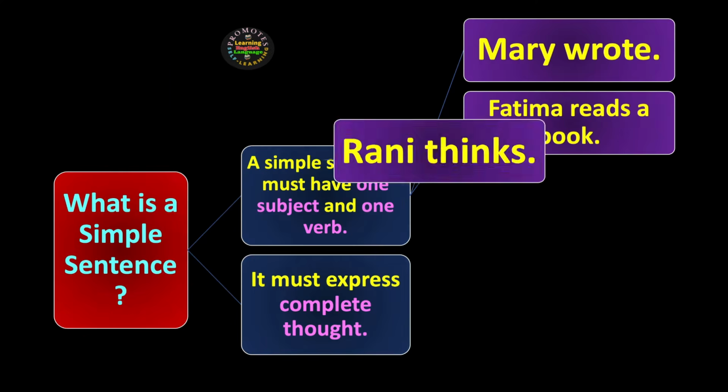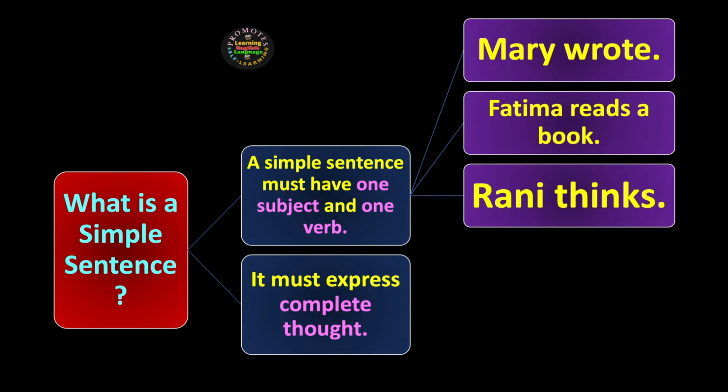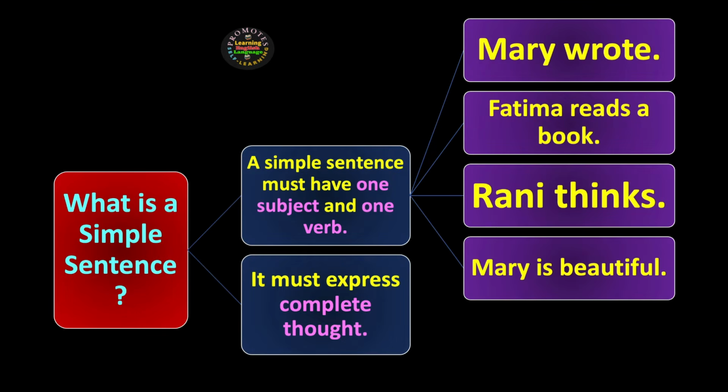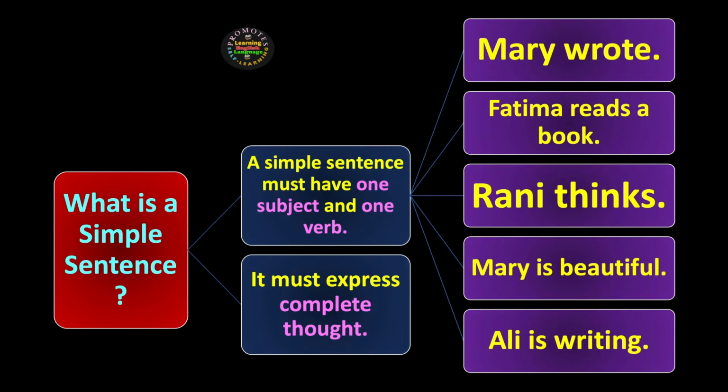Let's have another example. Rani thinks. Of course, one subject and one verb. And of course, all of them give complete thought as well. Take another example. Mary is beautiful. One subject and one verb. Of course, it's a helping verb. Ali is writing. One subject and one verb. Is writing, helping the main verb. So what we come to know about a simple sentence is that it must have at least one subject and one verb. Now we understand what is a simple sentence.